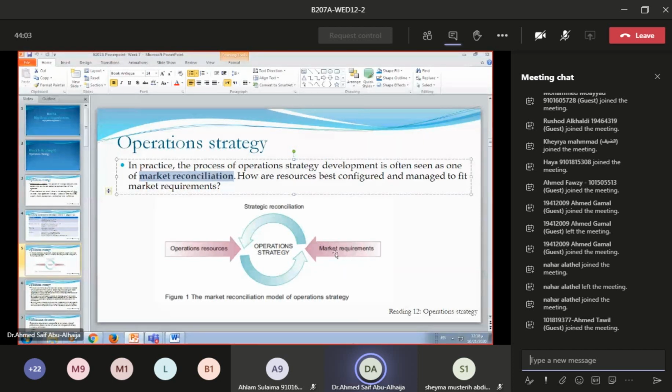Different requirements. But what I needed you to understand is that we do strategic reconciliation. This means the operation strategy will help the company use its resources effectively and efficiently in a way to reach the market and satisfy the customer needs and wants. That's it. Is it hard? Any question?